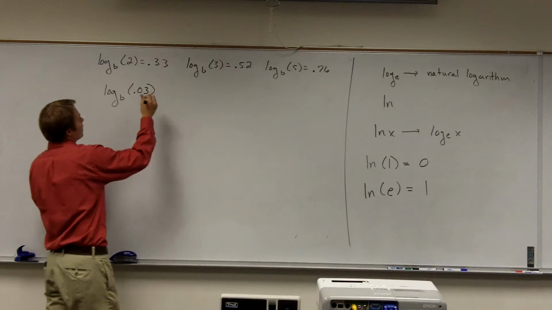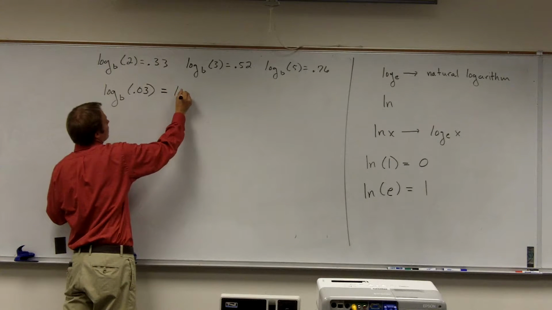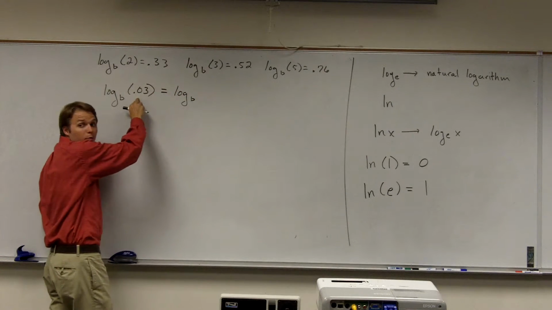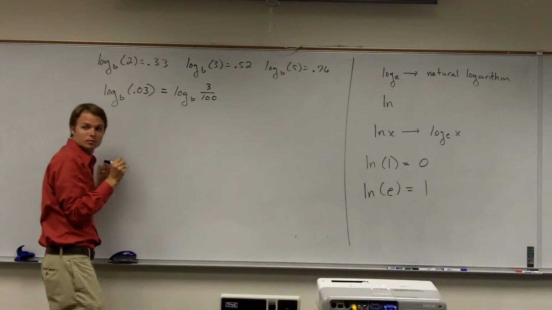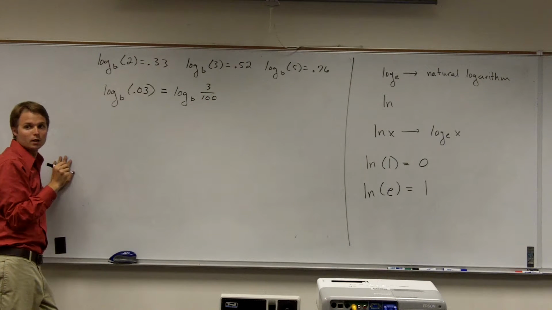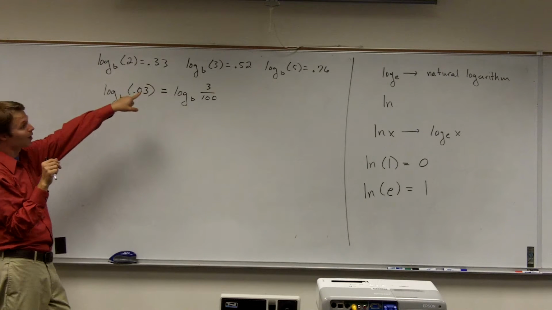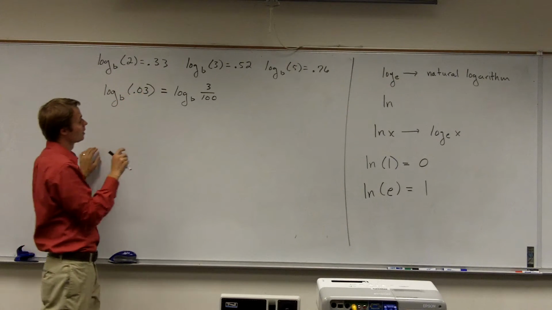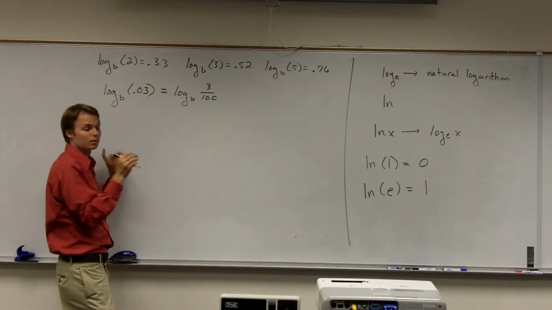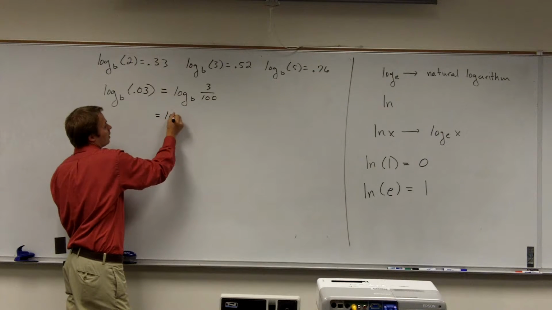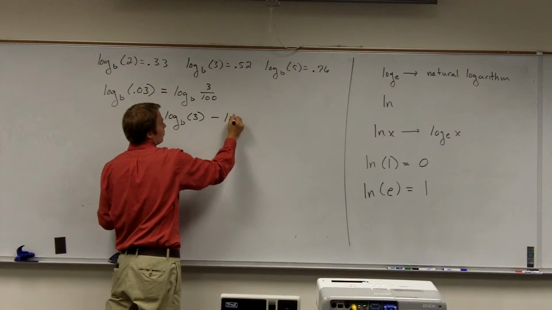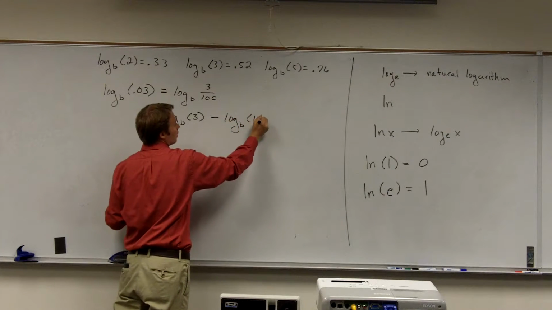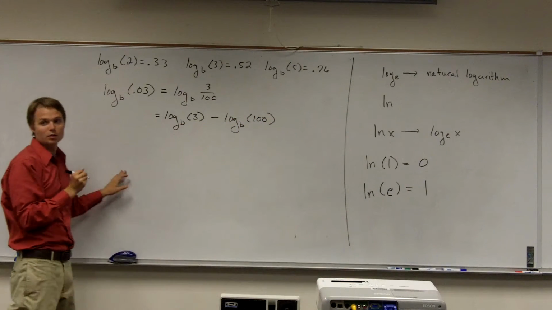In this case, I could think about this instead of 0.03, I could think of it as 3 over 100. And then I could definitely get log base b, if I can split this up using my subtraction rules. So this will really be log base b of 3 minus log base b of 100.